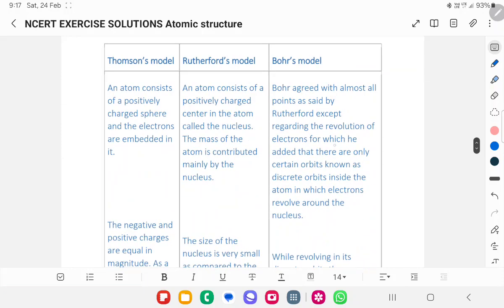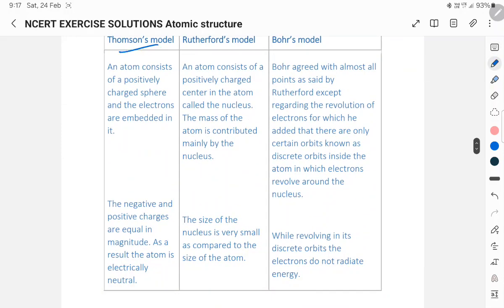So this is an important question. This is Thomson model. An atom consists of a positively charged sphere and electrons are embedded in it. The negative and positive charges are equal in magnitude. As a result, the atom is electrically neutral. So this is Thomson model.